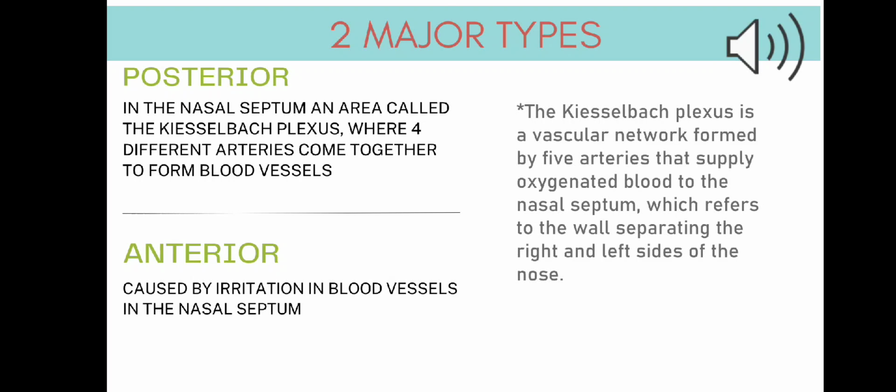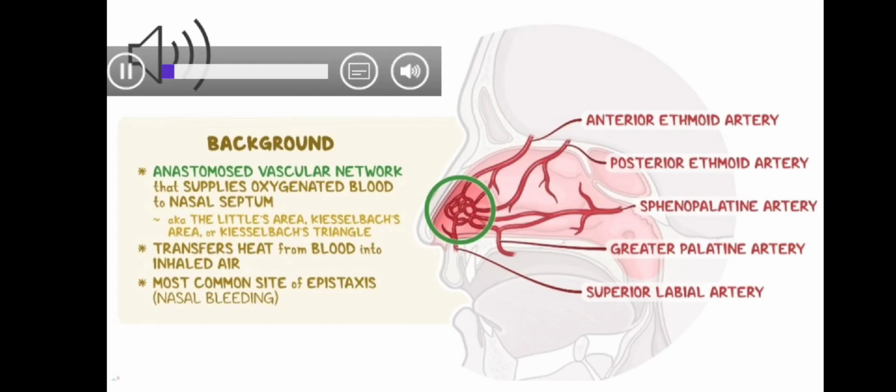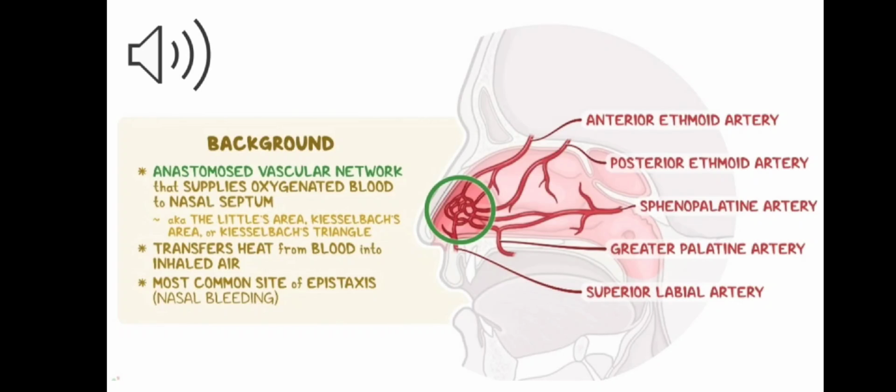Also, did you know that the Kiesselbach plexus was named after Wilhelm Kiesselbach, a German otolaryngologist? He is a head and neck surgeon. And the second type of nosebleed is the anterior. It is caused by irritation in the blood vessels in the nasal septum. This shows where anterior and posterior nosebleeds occur with its description.